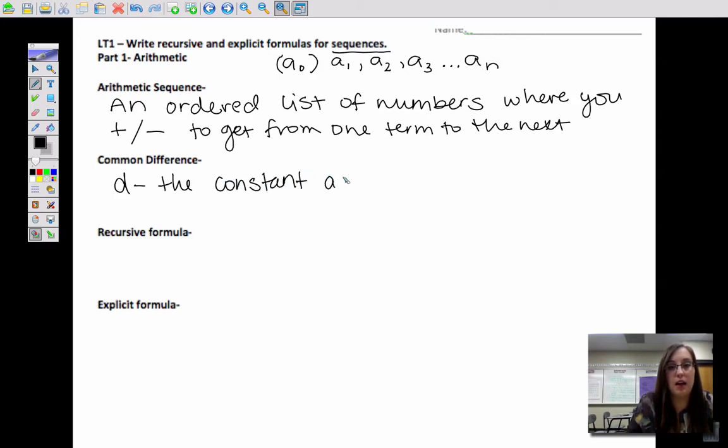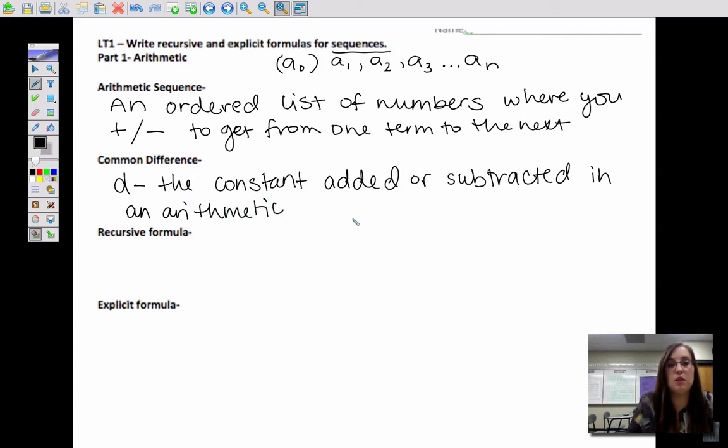This is the constant amount that's being added or subtracted in an arithmetic sequence. So it's actually the change, okay? It's the change between terms, and it's a constant change between every term, adding the same amount or subtracting the same amount every single time.